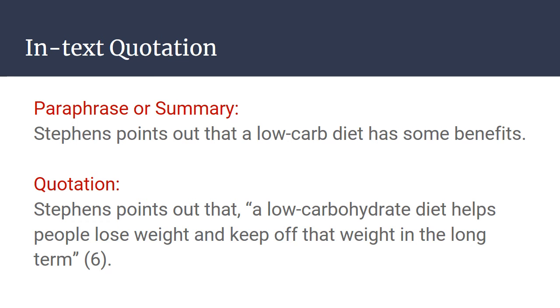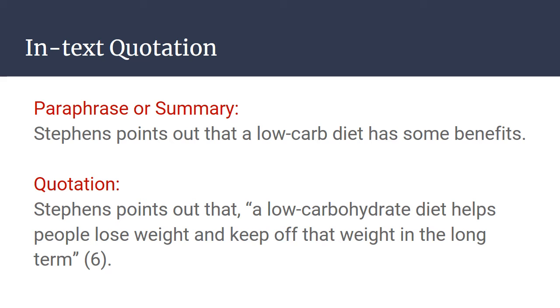When we use an in-text citation, often what we do is a paraphrase or a summary. We use the name of the author and then we give a summary, or another way of explaining what the author said. Here's our example. Stevens points out that, and then the author had said something that means the same thing as a low-carb diet has some benefits. When I paraphrase or summarize, I'm taking the same idea that the author wrote in her paper, but I'm using different words and different grammar to explain that idea.